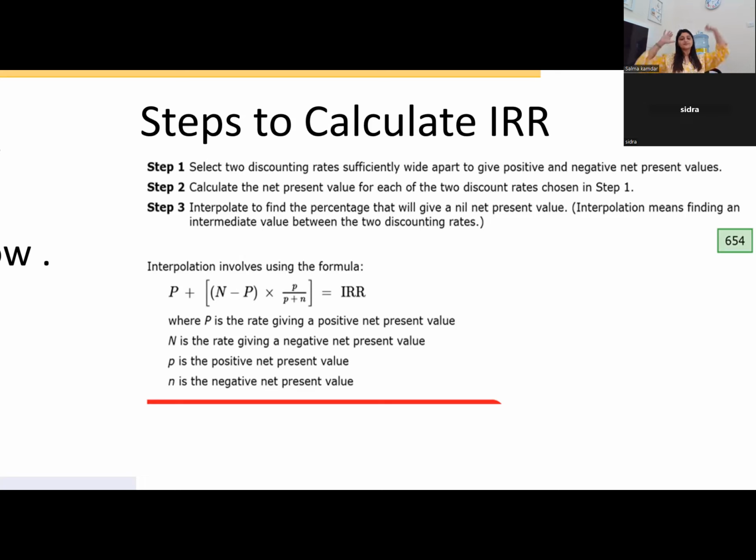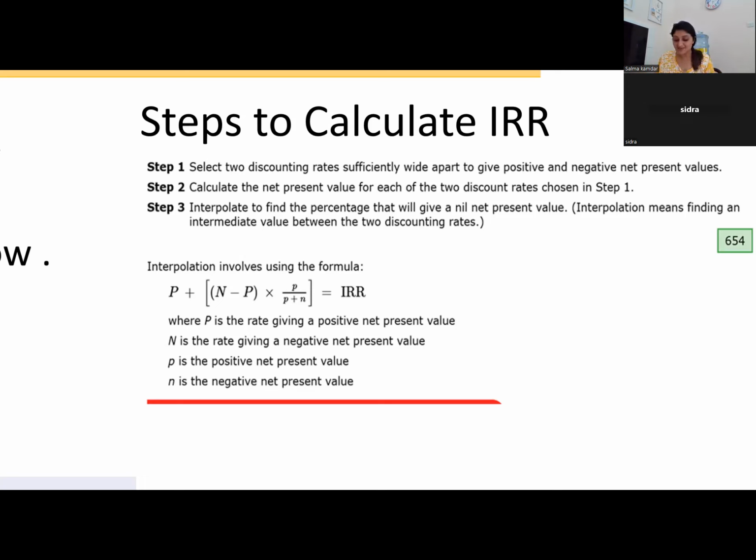Can you please repeat it? Capital P plus big bracket, small bracket, capital N minus capital P, close the small bracket, multiplied by small p upon small p plus small n. Capital P is the rate that is going to give you a positive NPV. Capital N is the rate that is going to give you a negative NPV. Now, what is small p? Small p is the positive value of your NPV, whatever amount you're getting. And small n is the negative NPV that you're getting. So multiplied by p upon p plus n, this will give you your IRR.